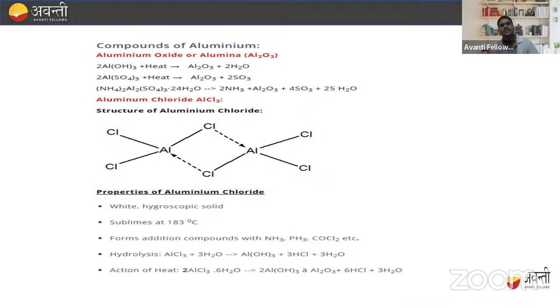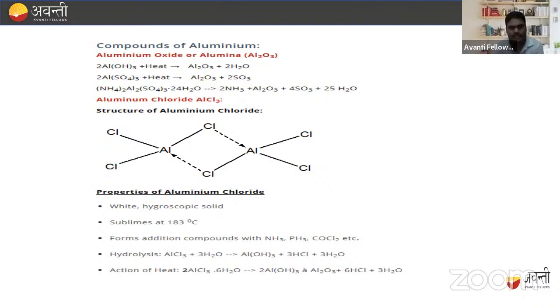Now we are going to study some compounds of aluminum, right? We already discussed the compounds of boron. Which compounds of boron did we already discuss? First of all, we discussed orthoboric acid. Later, we discussed borax, and then lastly the diborane, that is B2H6. So these three are the important compounds of boron.